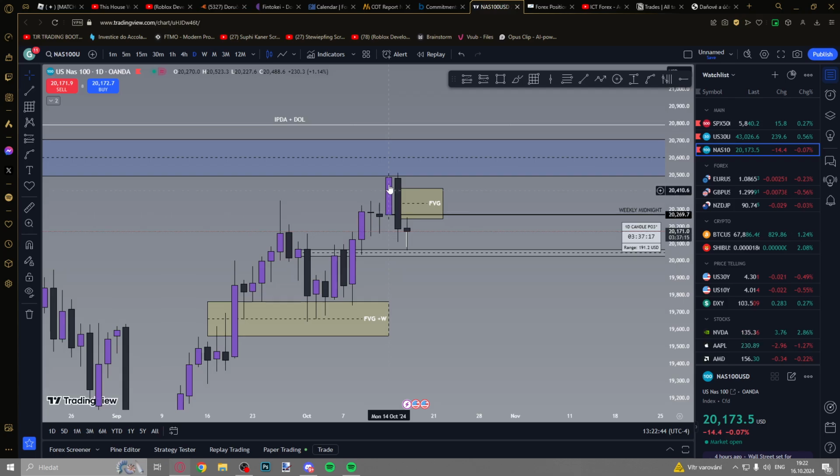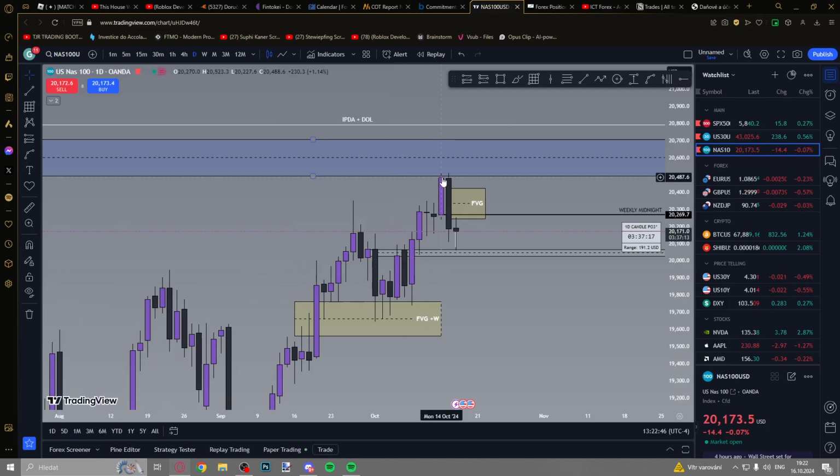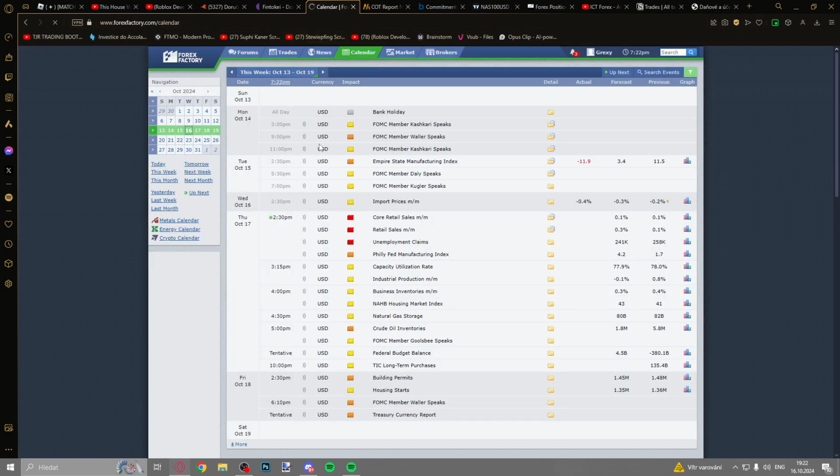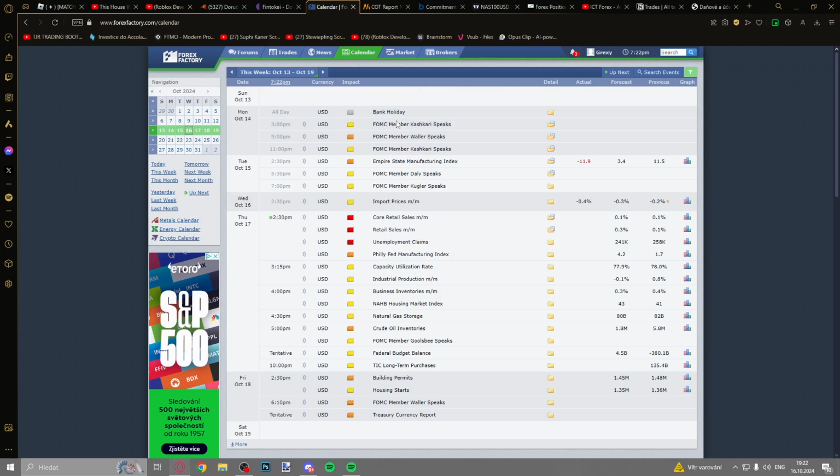Monday, we went up. It's a PD array. Tuesday, we went down. And if you look at the calendar, I was thinking this when looking at the calendar at the start of the week, right? We have Bank Holiday Monday. That's probably going to be consolidation, I thought. It wasn't consolidation, it was just one way up.